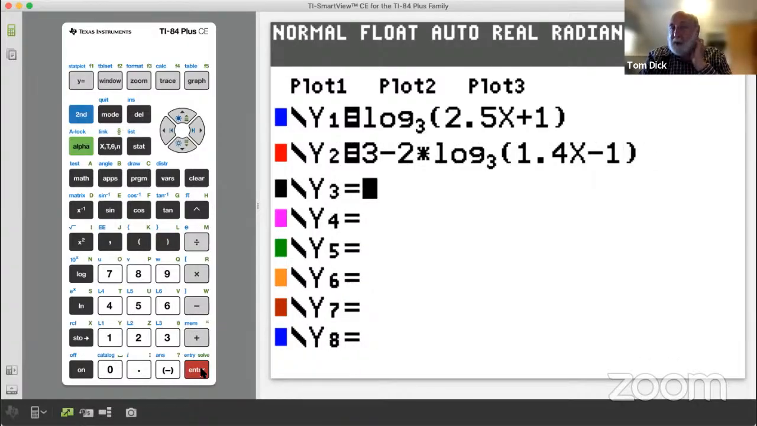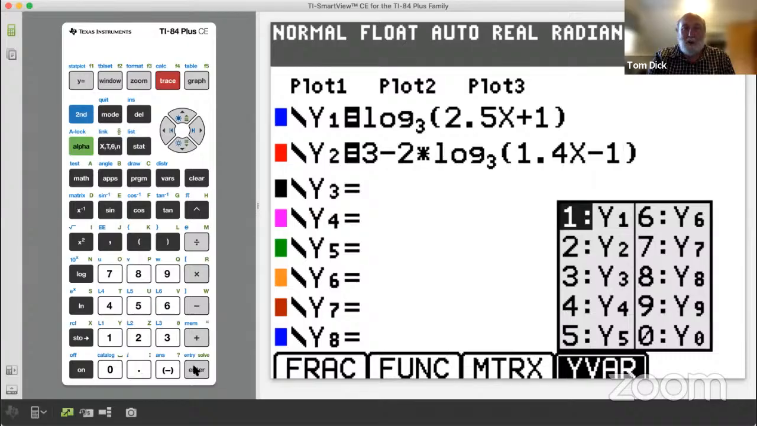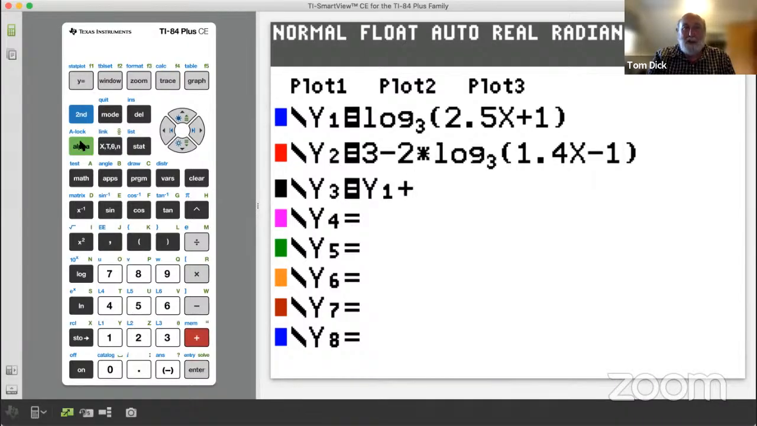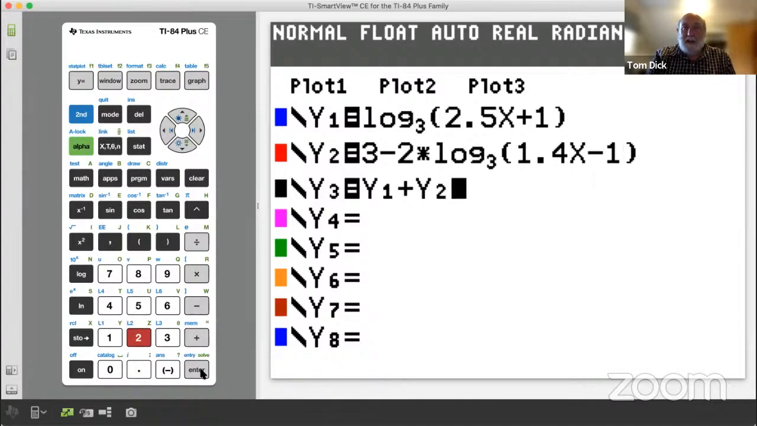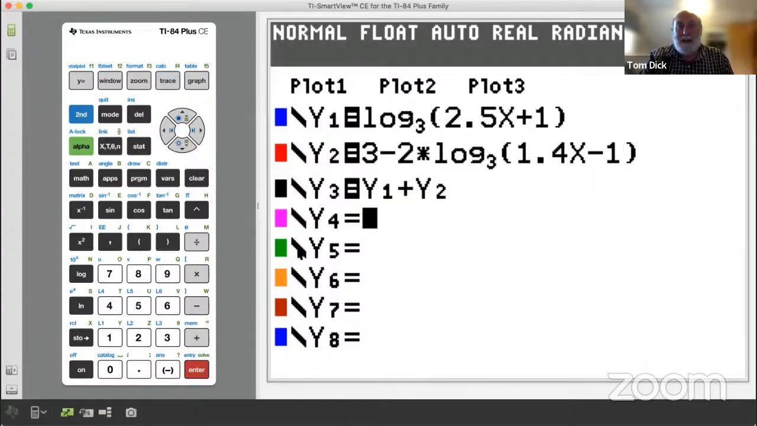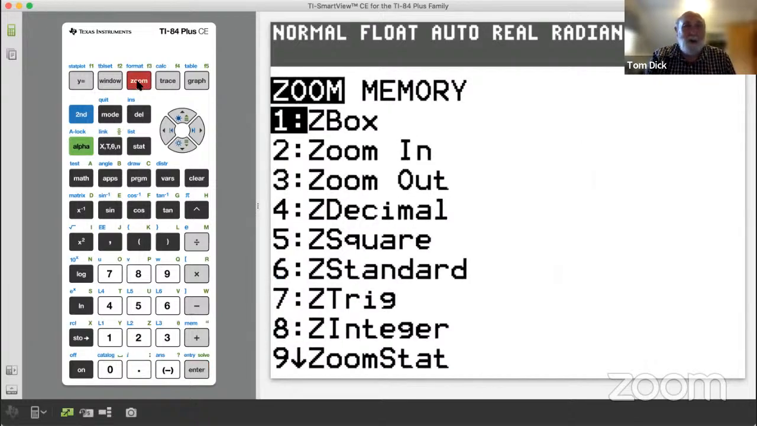And what we're asked for in this problem is where the function that is the sum of these 2 functions equals 0. So for my y3, I'm just going to enter y1 plus y2. So let me do my alpha, trace. There we go. So y1 plus y2. And without knowing any better, I think I'll just dive in and do a zoom decimal window, see kind of what we see here.